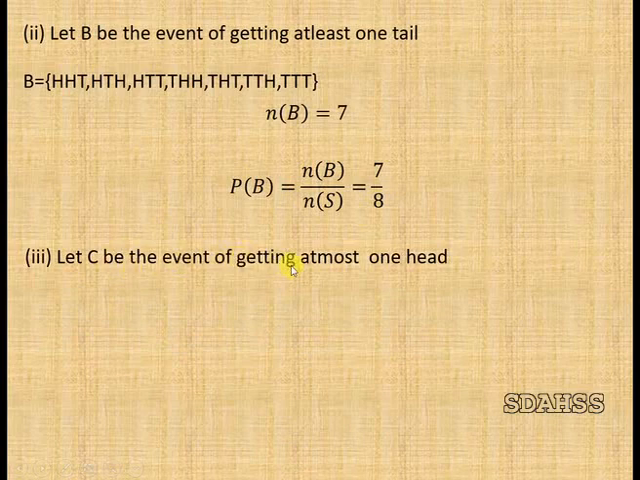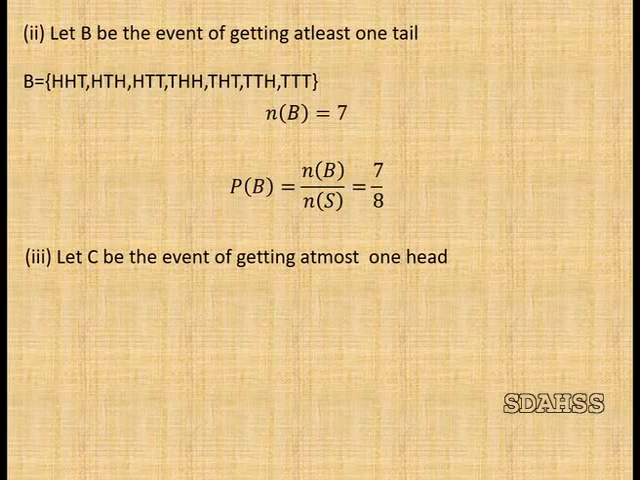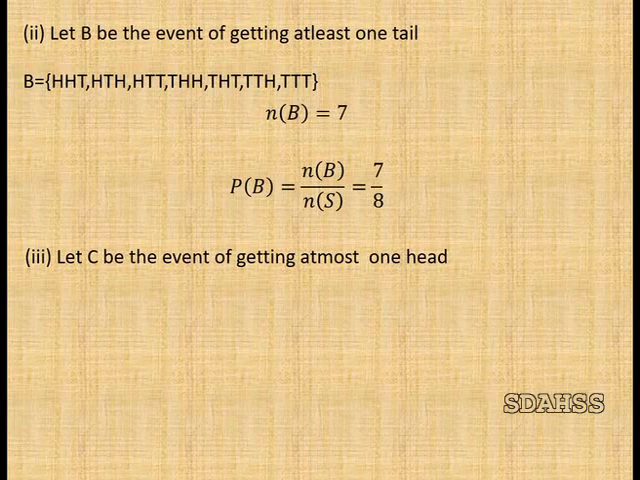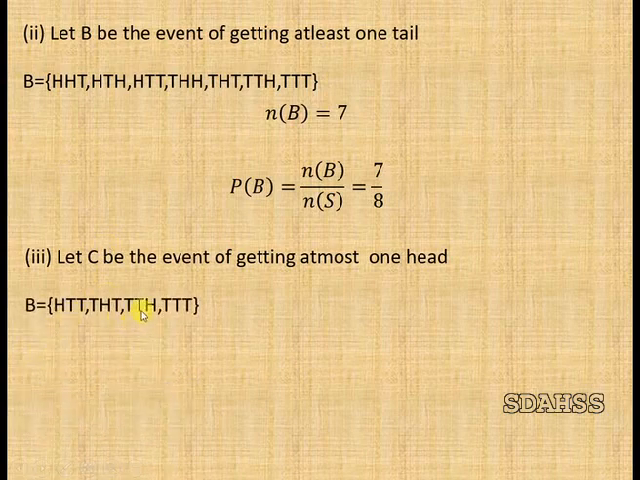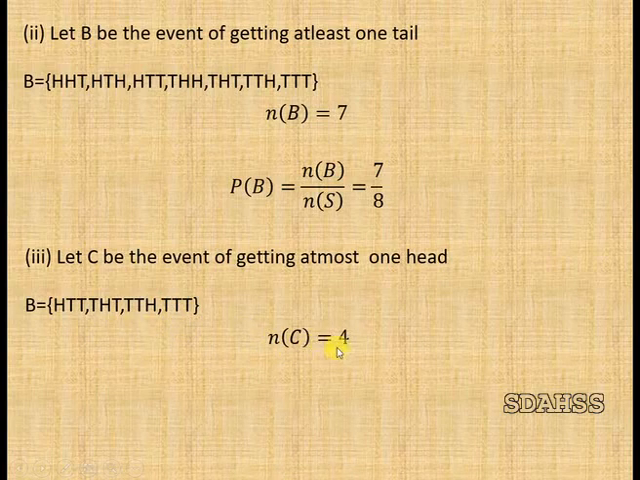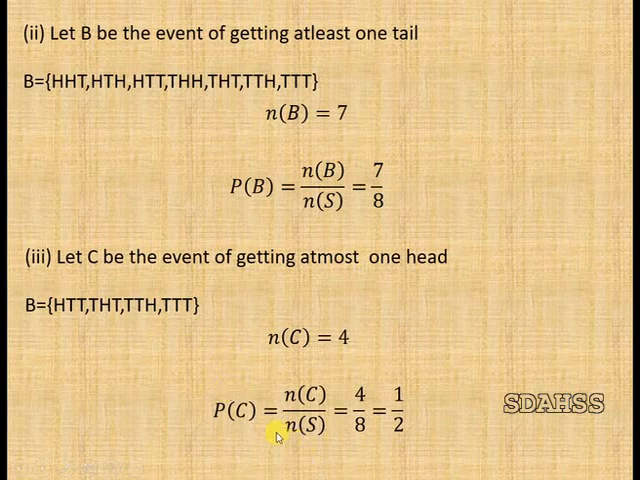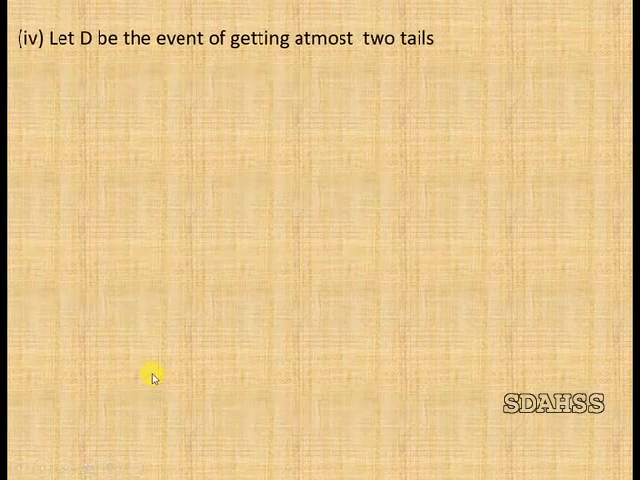Subdivision 3. Let C be the event of getting at most one head. At most one head means less than or equal to 1 head, so we want to write one head and zero head. That is, the outcomes are C is equal to one head: HTT, THT, TTH; and zero head: TTT. So totally there are 4 outcomes. N of C is equal to 4. Then P of C is equal to N of C by N of S, which is equal to 4 by 8. Cancel the numerator and denominator by 2, that is 1 by 2.